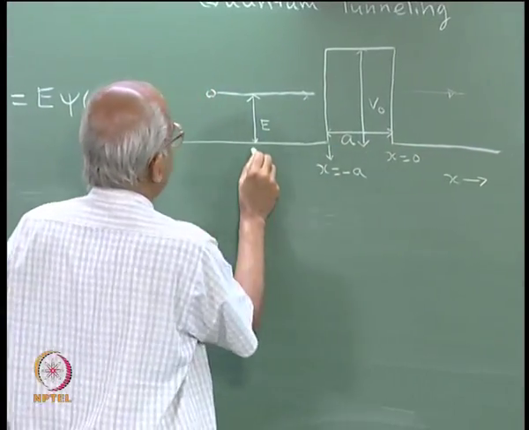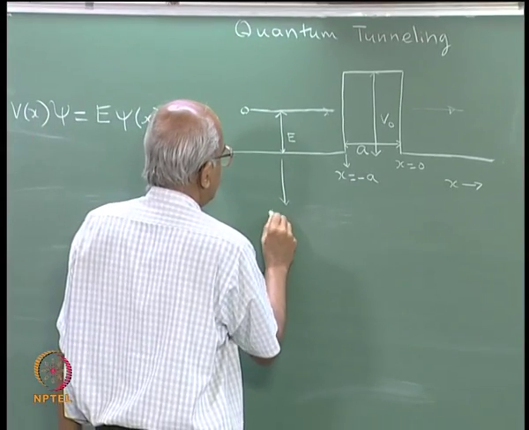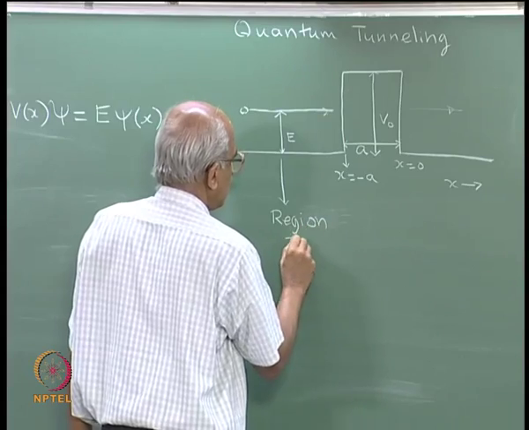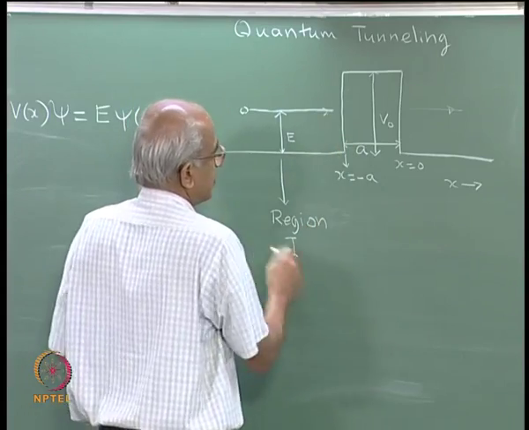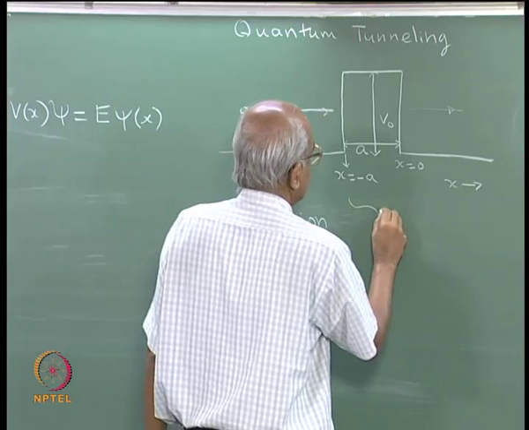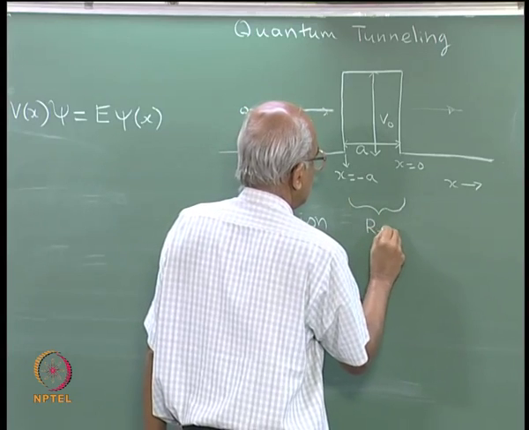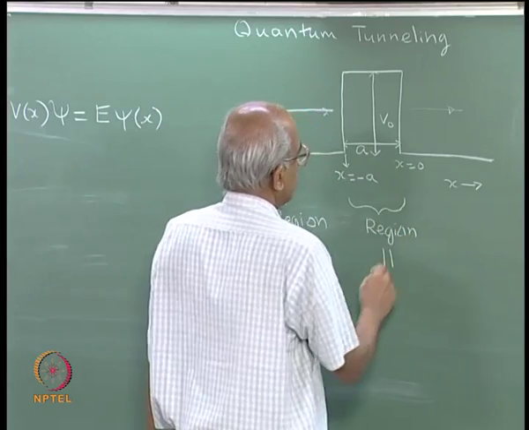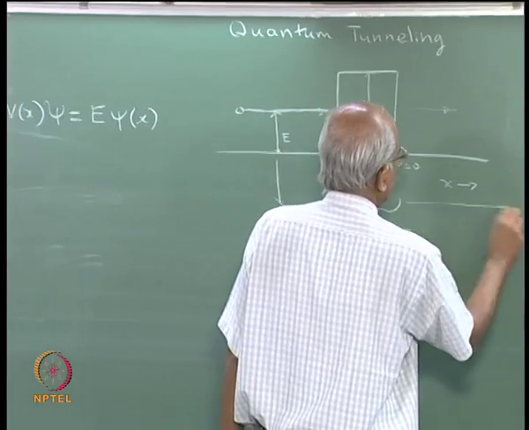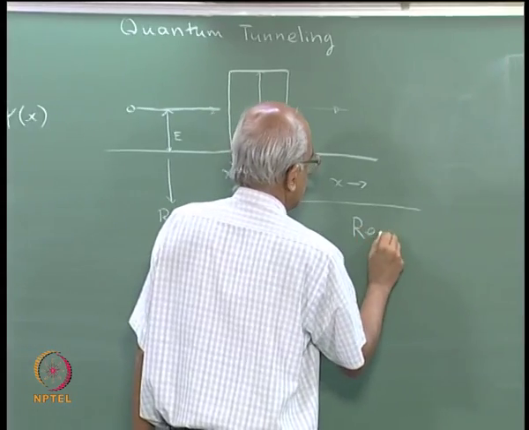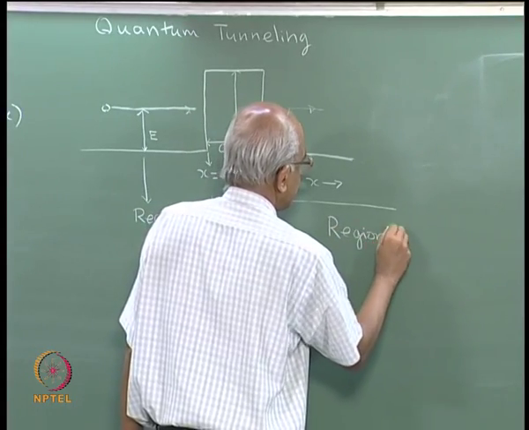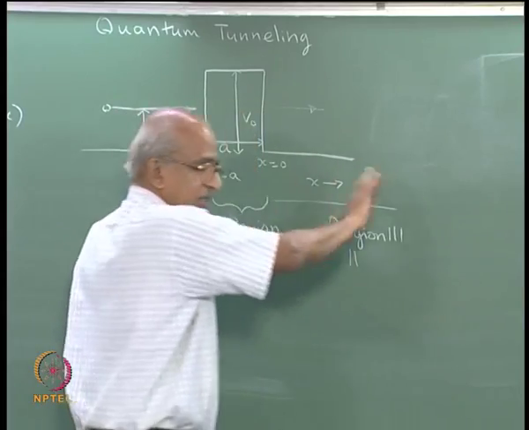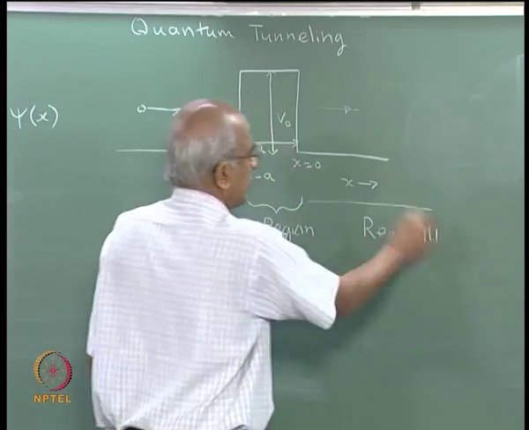So, I will have, let us say, region 1, that is to the left of the barrier, then I have this region which I shall refer to as region 2, that is the region where the barrier exists, and then you have this region which I shall refer to as region 3, and that is the region to the right of the barrier.